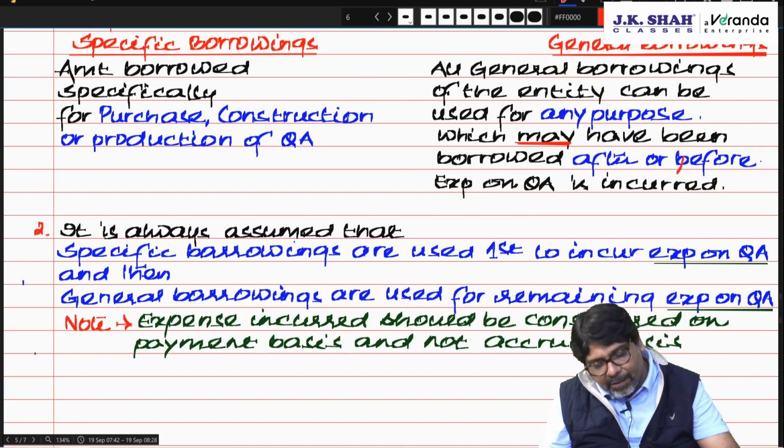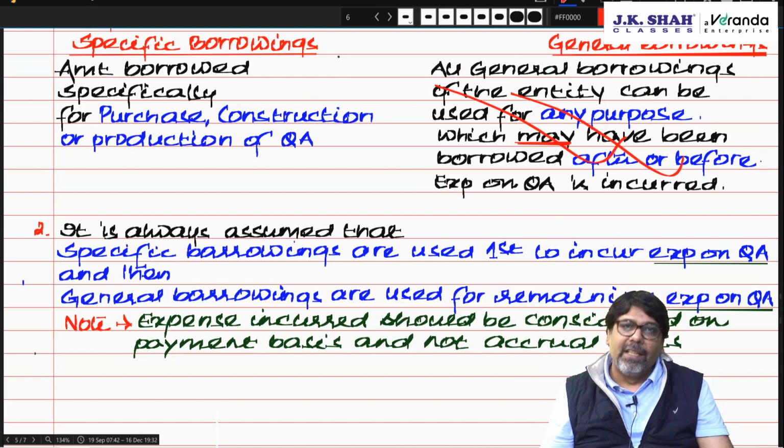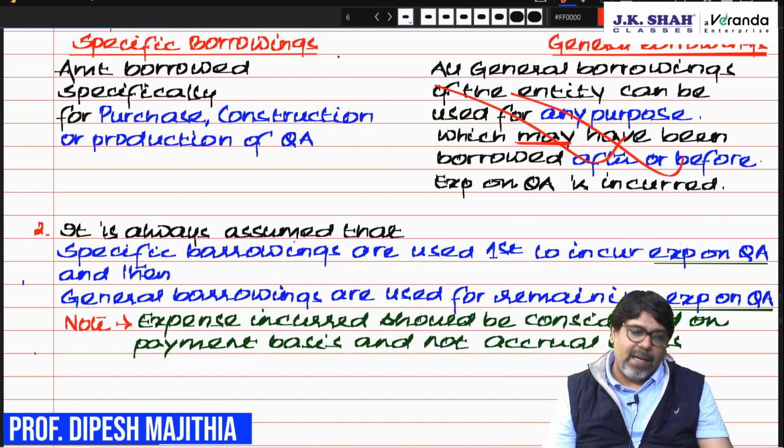In the class we have done questions of the institute where they have taken this assumption. There's a question in MTP also, there's a question in RTP also.